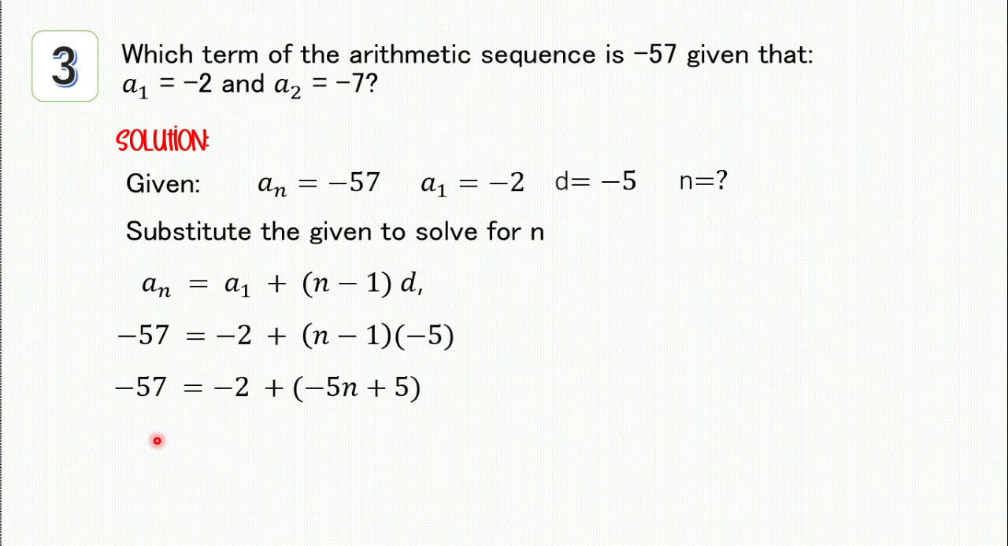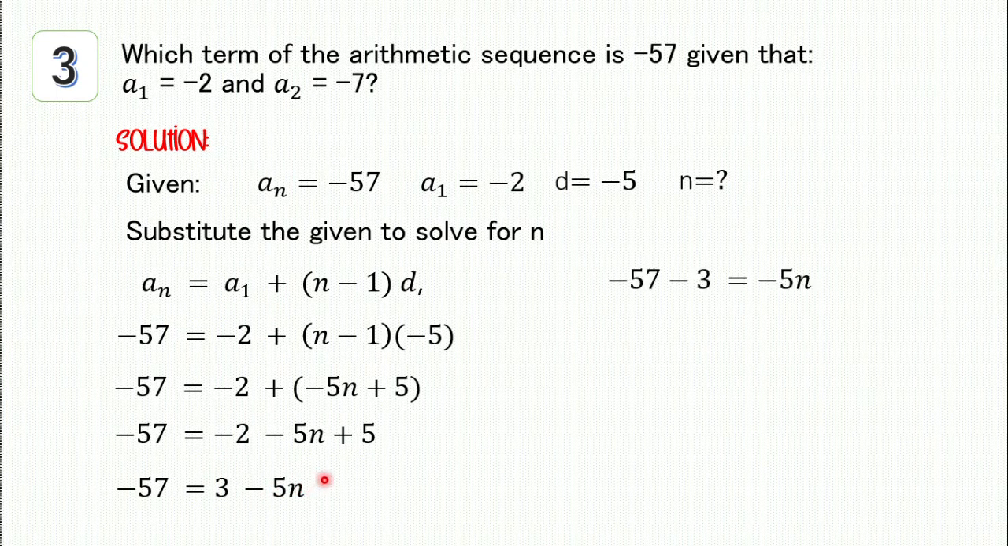After that one, we're going to remove the parentheses na. And we got negative 57 equals negative 2. Since negative yung 5n, it will be minus 5n tapos plus 5. And we're going to combine like terms. So, magkapareho is yung 5 tsaka yung negative 2. And it will give us negative 57 equals. So, saan galing yung 3? Since we're going to combine like terms, 5 minus 2 is 3. Then, kopyahan lang natin yung minus 5n.